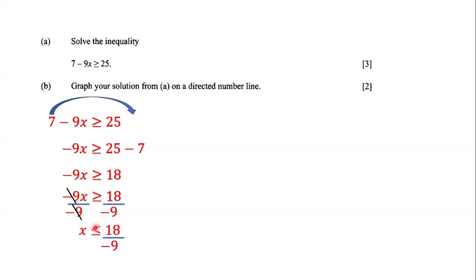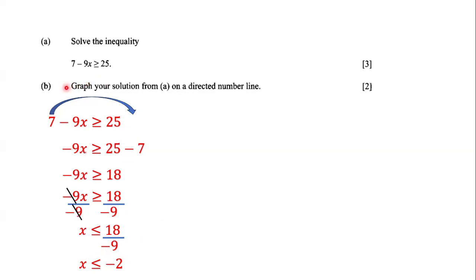And so what we have here is x is less than or equal to 18 divided by -9. And 18 divided by -9 is -2. So what we have here is x is less than or equal to -2. And that's our answer to this question.